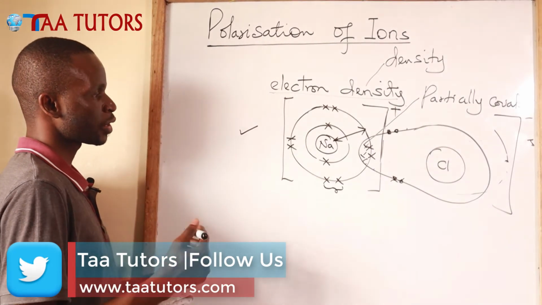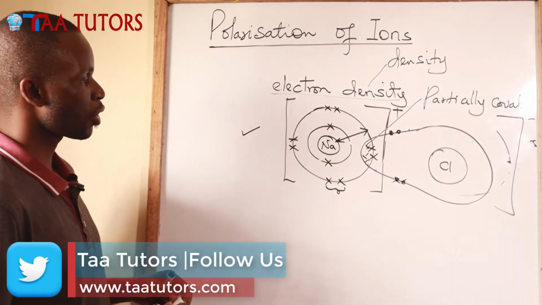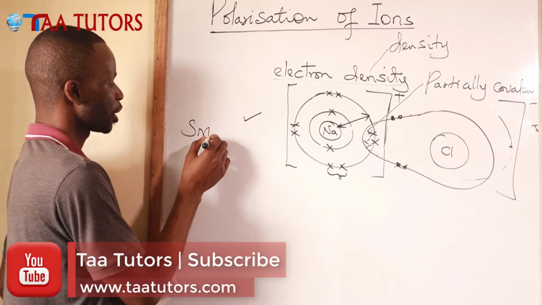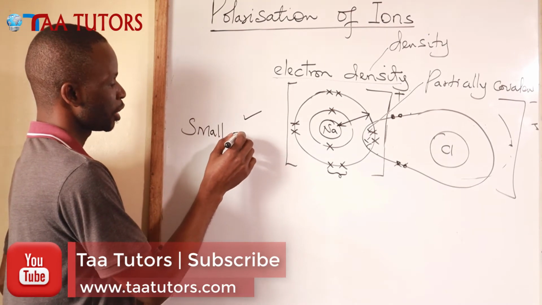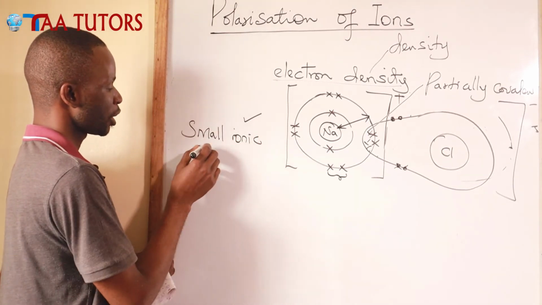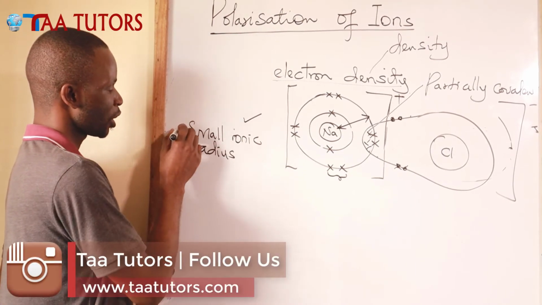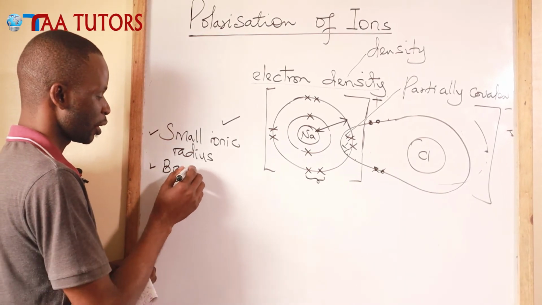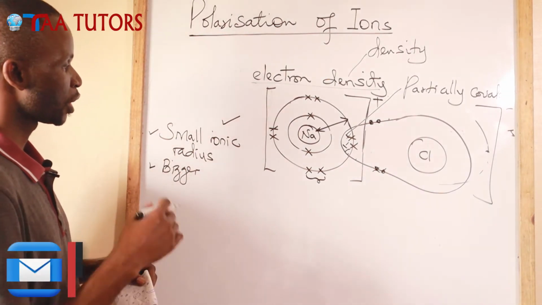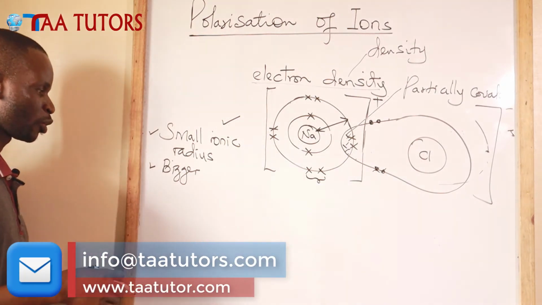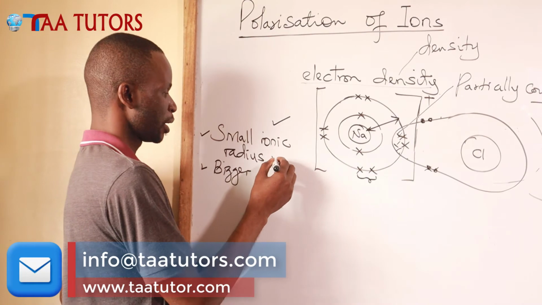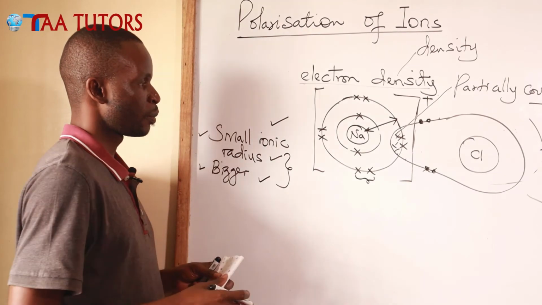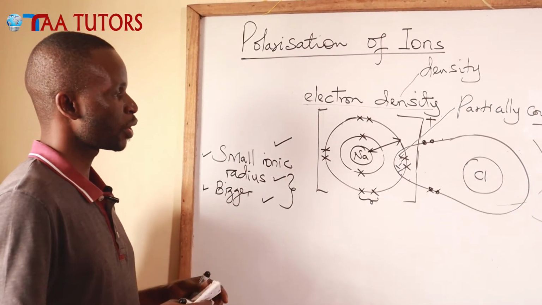Earlier, I explained the factors that make a cation a stronger polarizing agent, and I said it depends on a smaller ionic radius. A cation with a small ionic radius will have a stronger polarizing power. Then I said one with a bigger charge. According to the ions I listed before, that is sodium, aluminum, and magnesium, we said magnesium, having the smallest ionic radius and the biggest charge, will have the strongest polarizing power if you compare the three ions I drew before.